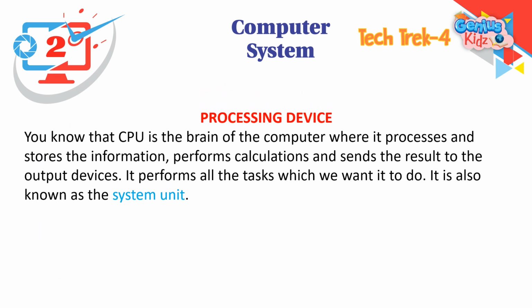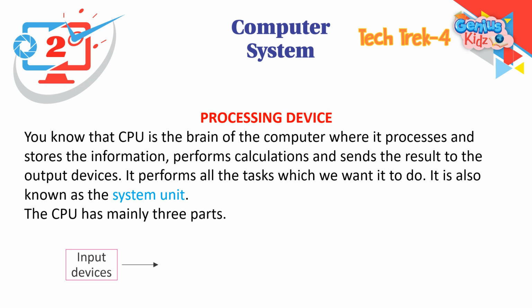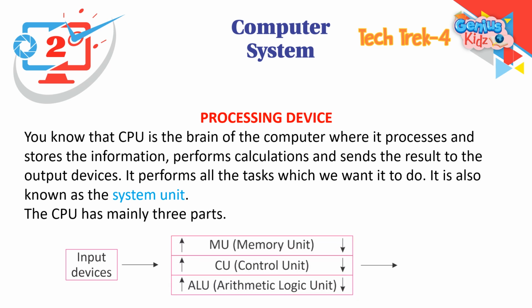Processing device. You know that CPU is the brain of the computer where it processes and stores the information, performs calculations, and sends the result to the output devices. It performs all the tasks which we want it to do. It is also known as the system unit. The CPU has mainly three parts. MU, memory unit. CU, control unit. ALU, arithmetic logic unit.